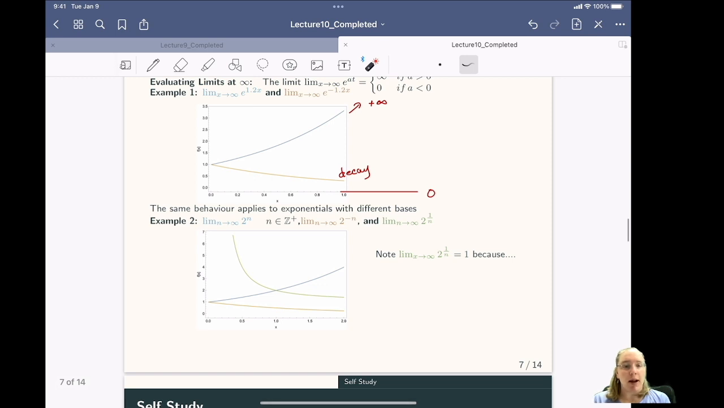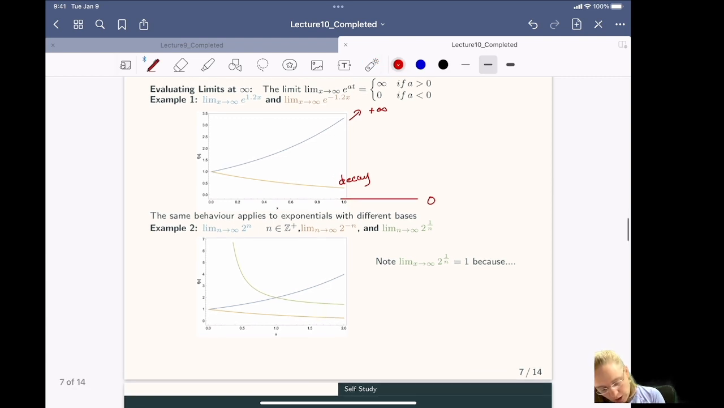This same behavior applies to other exponential functions that have different bases. For example, base 2, you either diverge to infinity or you converge to 0. If we take the limit of 2 raised to the 1 over n, then this becomes a value of 1, because as n goes to infinity, 1 over n approaches 0, and anything to the 0th is equal to 1.